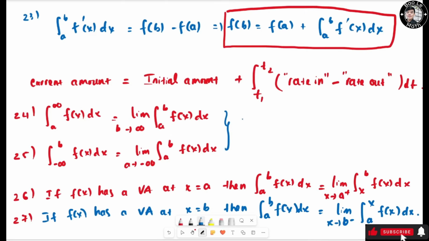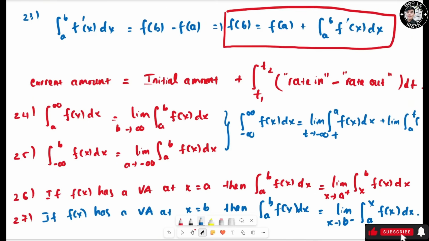Now, number 28 is the combination of this guy and this guy. If you have the integral from negative infinity to positive infinity of f of s ds, it's going to be the limit of the integral from t to a of f of s ds when t approaches negative infinity, plus the limit of the integral from a to t of f of s ds when t approaches positive infinity.